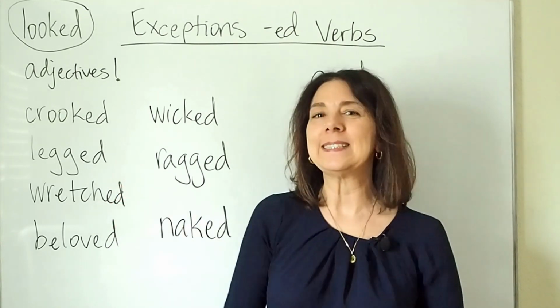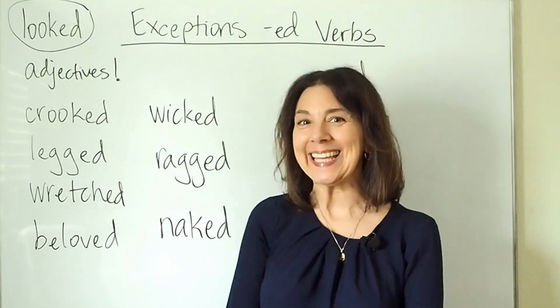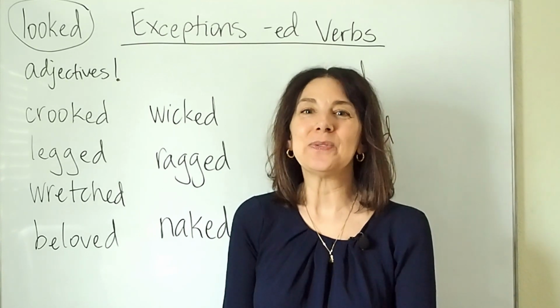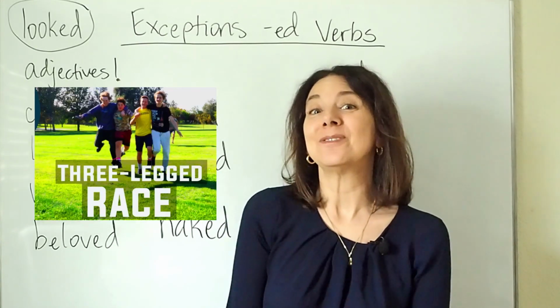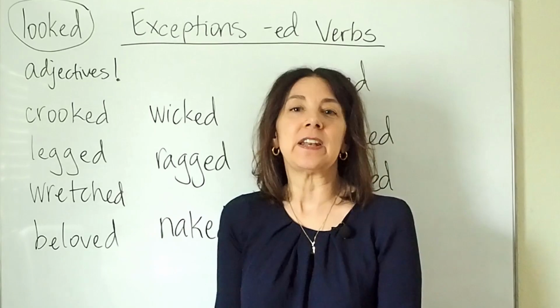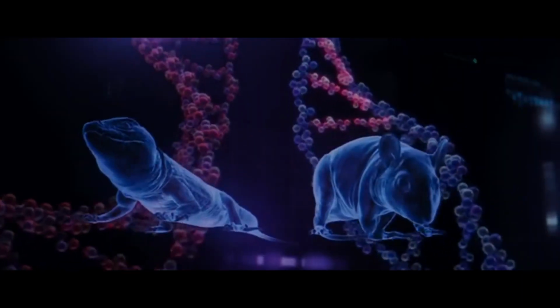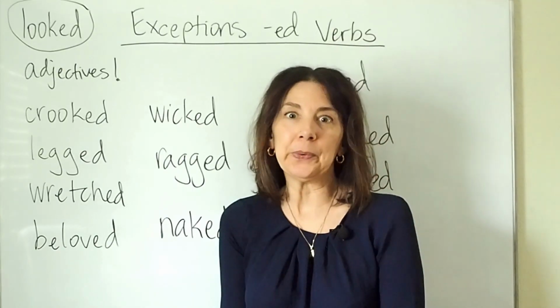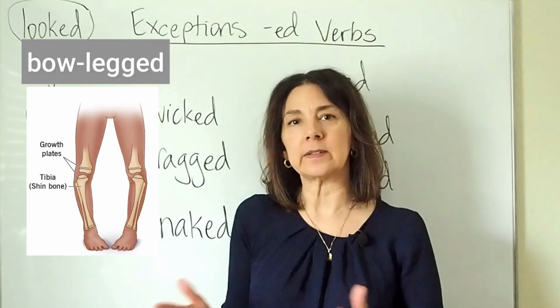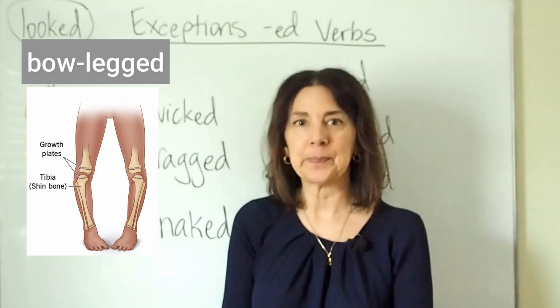Okay, the next one is legged. Legged can be used like a three-legged race, to use for the number of legs. The three-legged mouse. The three-legged dog. Or bow-legged, for someone who has legs that are shaped like a bow.